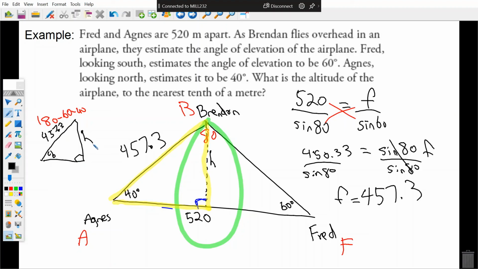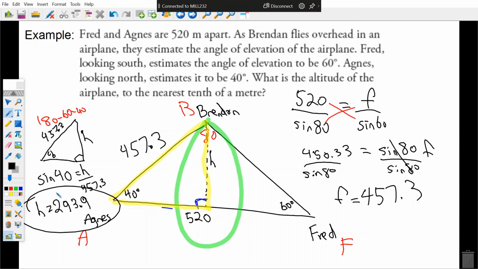That's opposite and hypotenuse. I'm going to use sine. Sine of 40 equals h over 457.3. 457.3 times sine 40 equals the height. The altitude of Brendan's airplane is 293.9. And that's our answer. No, no. Circle the answer, you're fine.